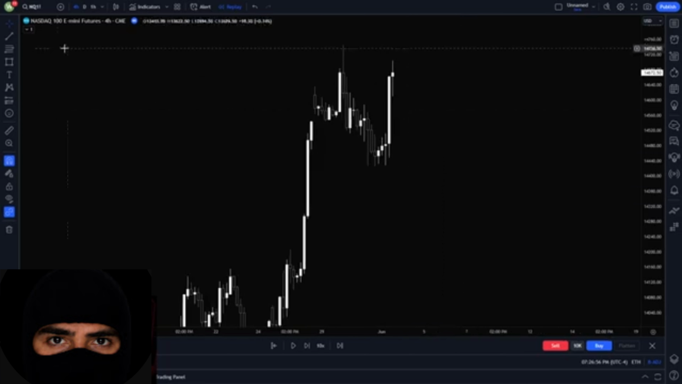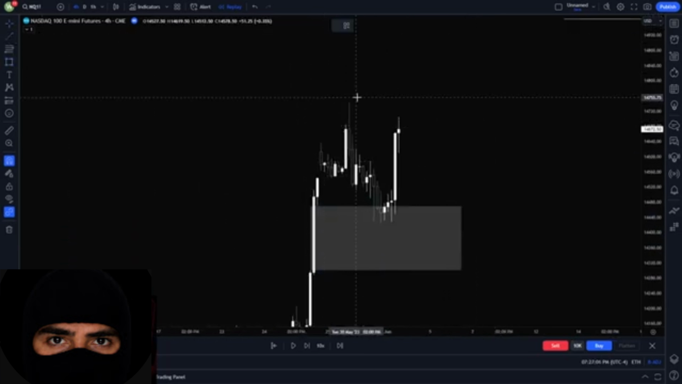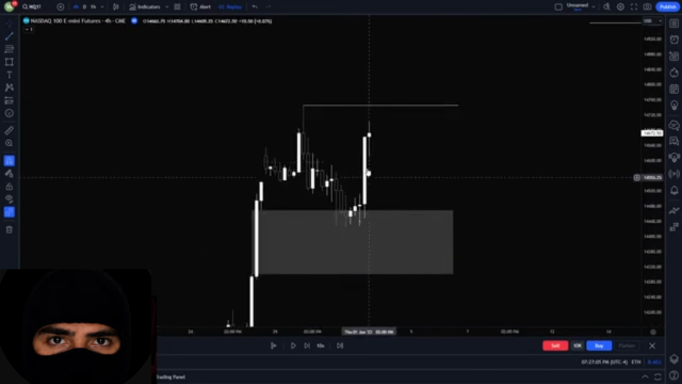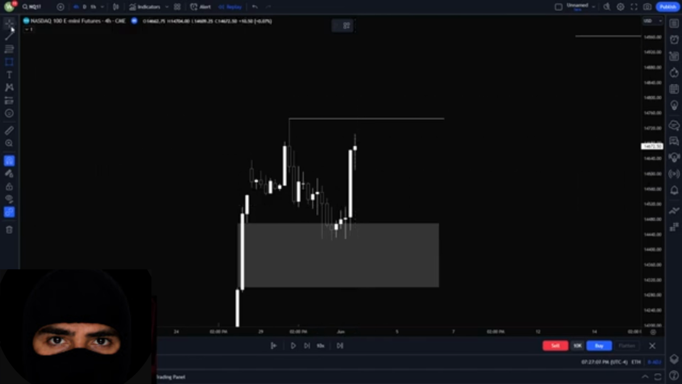Looking at a 4 hour. We're now coming down. We're bouncing off this 4 hour fair value gap. Now that we're having a displacement, right, we're respecting this 4 hour fair value gap. We get an instantaneous move up. What am I expecting to see?